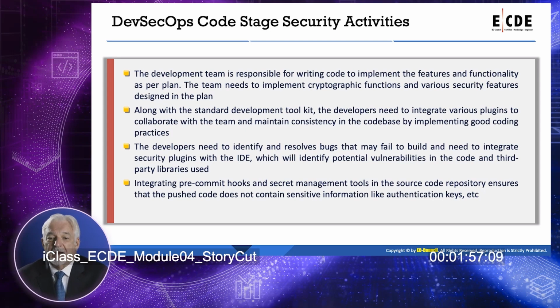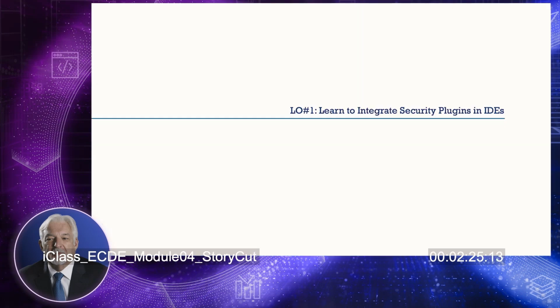Developers need to identify and resolve bugs that may fail the build, requiring the integration of security plugins with the IDE. This will help identify potential vulnerabilities in the code and in third-party libraries. Integrating pre-commit hooks and secret management tools in the source code repository ensures that the pushed code does not contain sensitive information, such as authentication keys, as we discussed in the last module. Let's go on with Lesson 1: learn to integrate security plugins in IDEs.